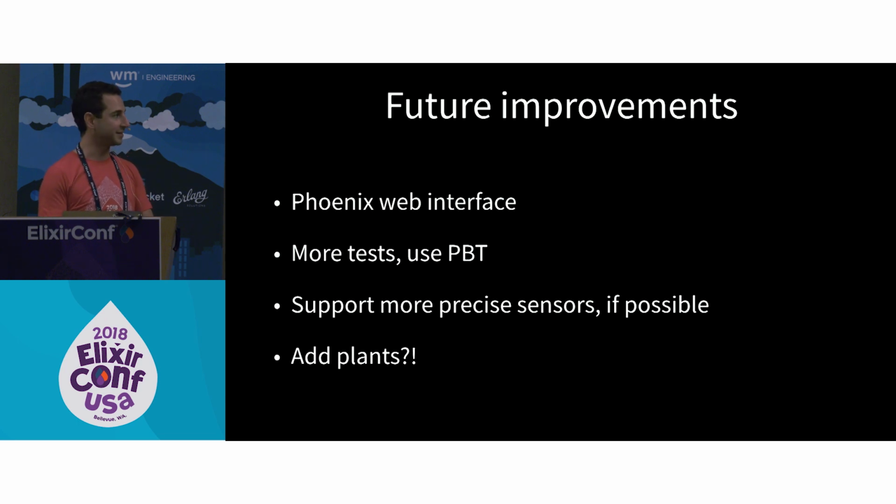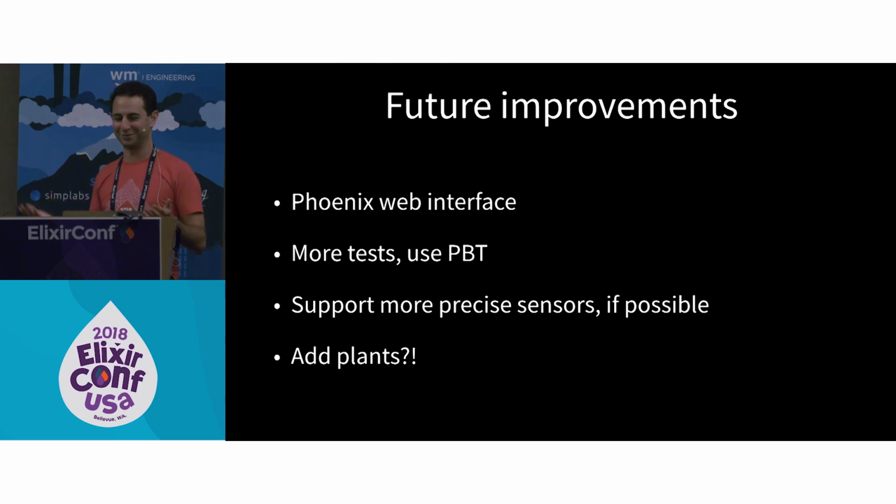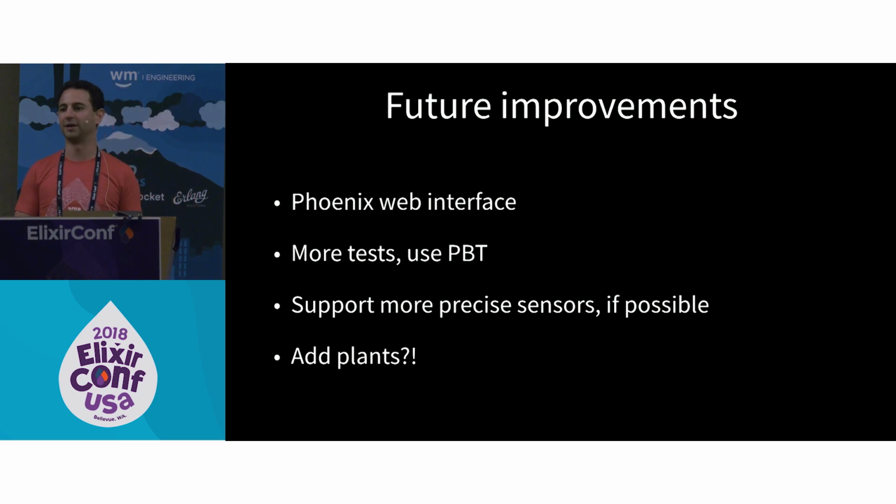Secondly, I didn't use a lot of tests. I didn't use property-based testing. I definitely want to do that next time around because this is ElixirConf and you should use as many of the features in the language as you can. Finally, if I can support more precise sensors, that'd be great. The GrovePI hardware interface is an open standard and it's not a super complicated standard, so you could definitely hook up other sensors to feed it data and read from them and have results.